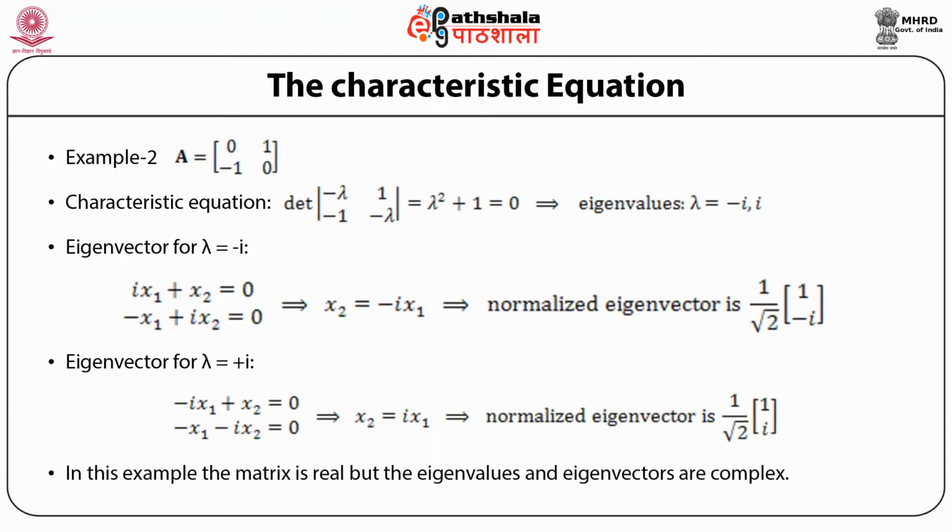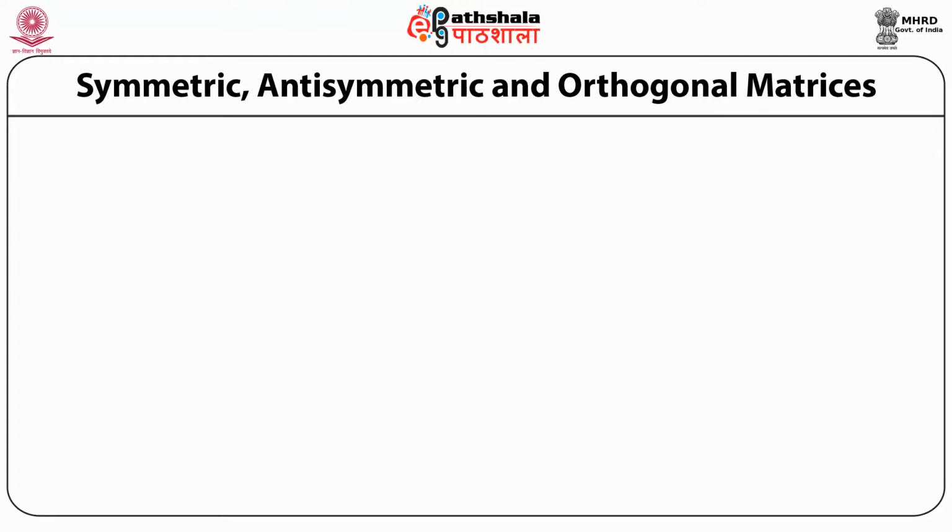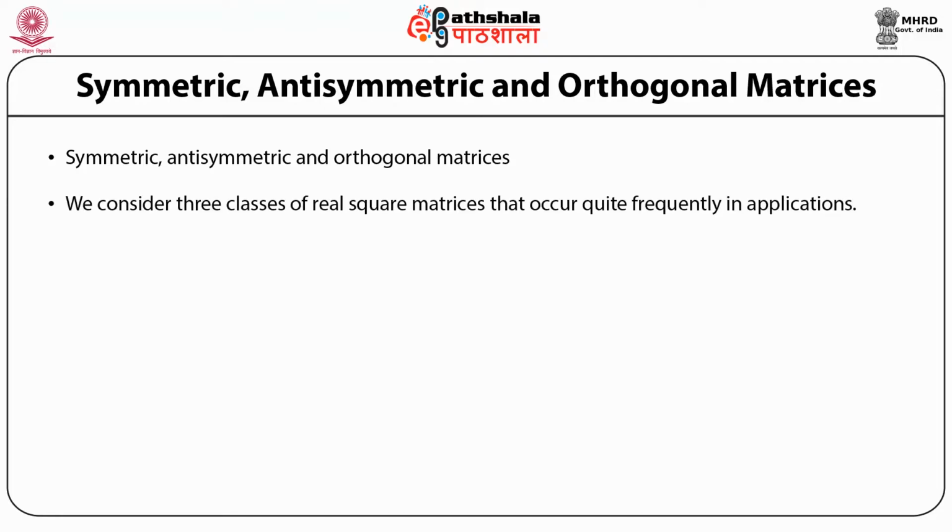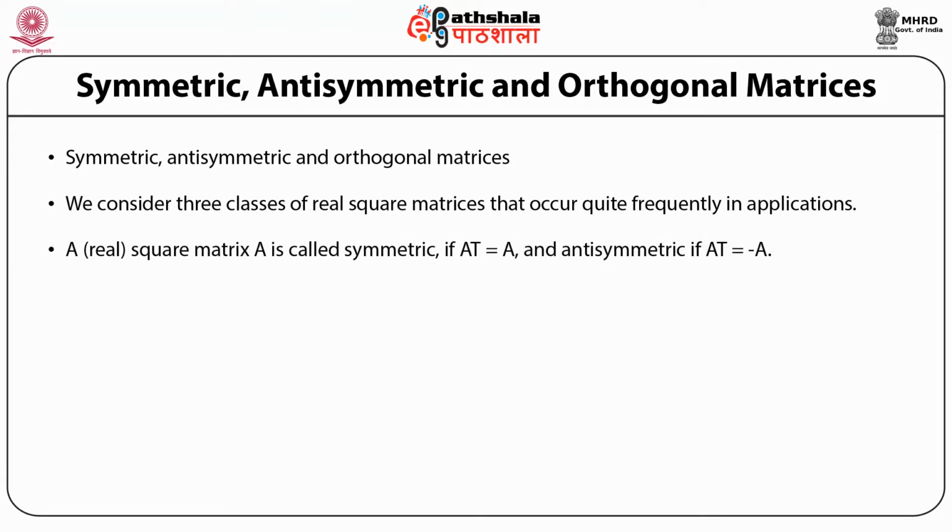In this example, the matrix is real, but the eigenvalues and eigenvectors are complex. We next discuss symmetric, antisymmetric, and orthogonal matrices. We consider three classes of real square matrices that occur quite frequently in applications. A real square matrix A is called symmetric if A transpose is equal to A, and antisymmetric if A transpose is equal to minus A.